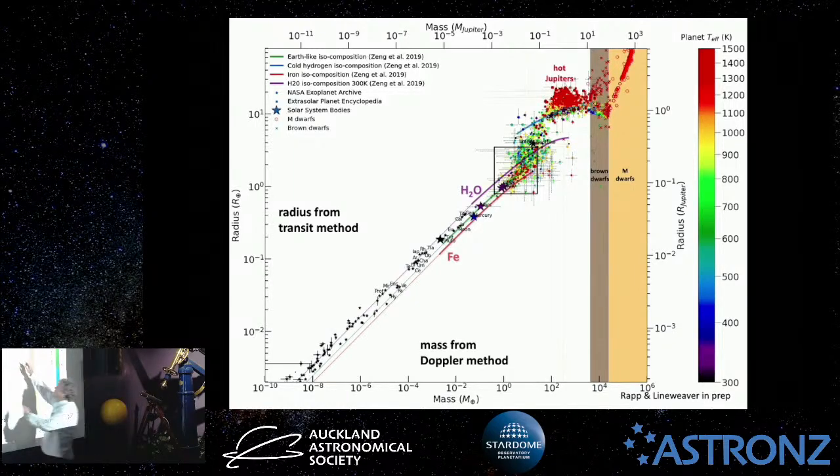Yeah, I'll show you a blow up of this square in the next slide. But if you see an exoplanet that's here, that means it's rocky and has the density of the Earth. If it's here, it has the density of iron. If it's here, it has the density of water.